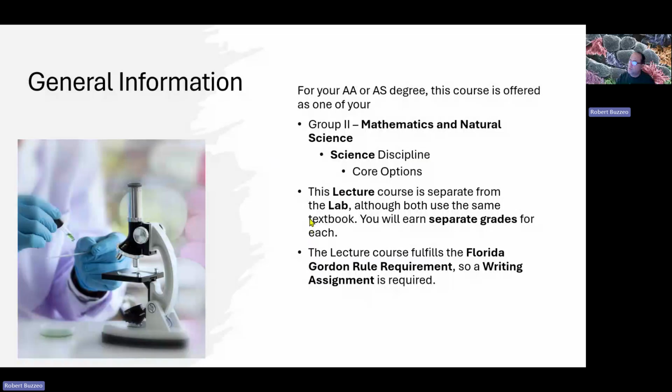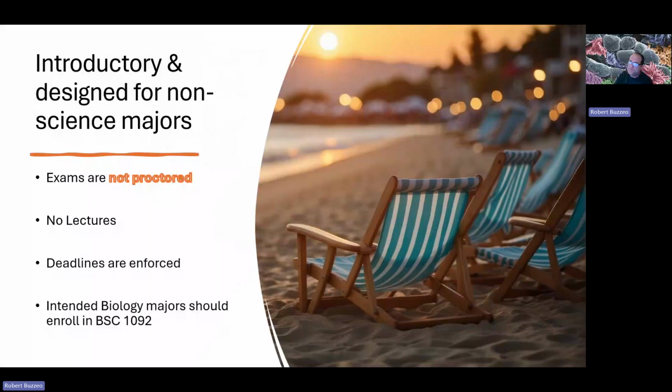I want to stress the word introductory. This is an introductory, low-stress course that's designed for non-science majors. If you are a science major, if you're intending on becoming a biology major, this is not really the right course for you. You need to maybe talk to your advisor again and consider enrolling in General Bio 1, which is BSc 1092. Now, I've taught this course many ways, with lectures, without, with using instructional videos.